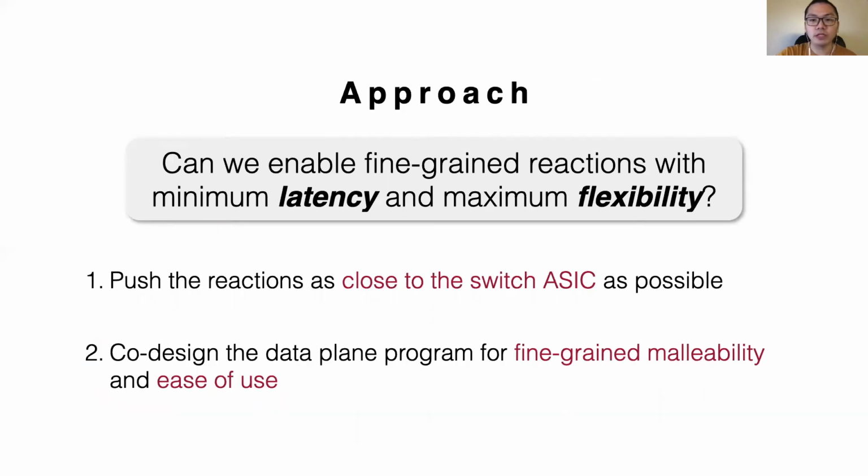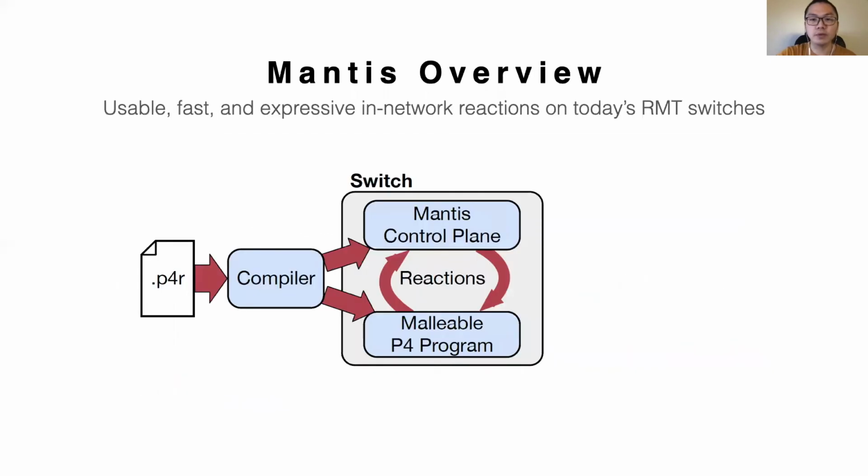Our approach is to push the reaction loop as close to the switch ASIC as possible. Meanwhile, we co-design the data plane program for fine-grained malleability and ease of use. Hence, we present Mantis. At the center of Mantis is a reaction loop, where the Mantis control plane pulls measurement and updates portions of the data plane at a granularity of tens of microseconds. The reaction logic of the control plane can be arbitrary C code.